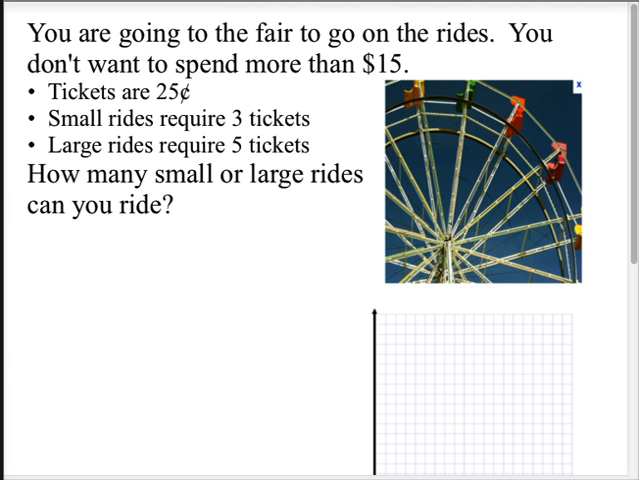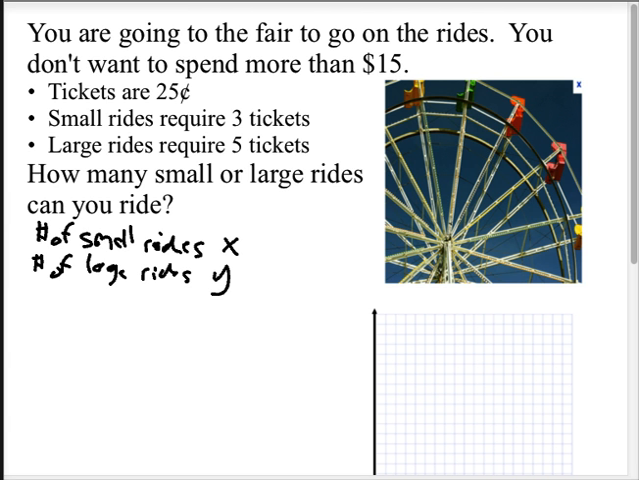So I'm going to let the number of small rides be my X, number of large rides be my Y. Because the question is how many of each can I go on? So that's what leads me to label my variables that way.